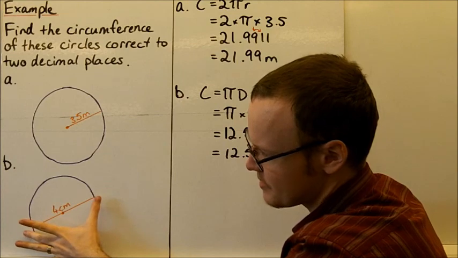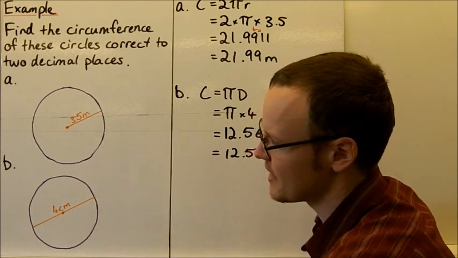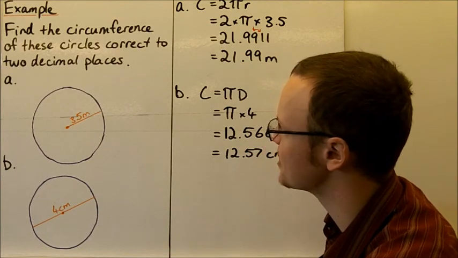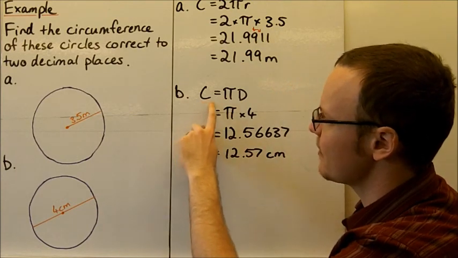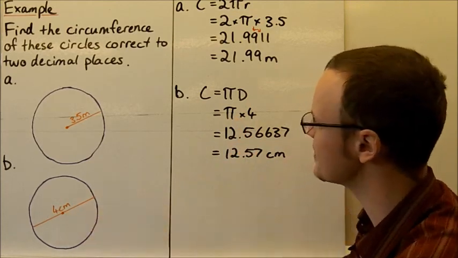So the second circle we've got here has a diameter of 4 centimetres. You can see it's not the radius because it goes all the way through the centre and it goes from one side of the circle to the other. So that's the diameter of 4 centimetres. So C, the circumference, equals pi times the diameter. So that's pi times 4 centimetres in our case.